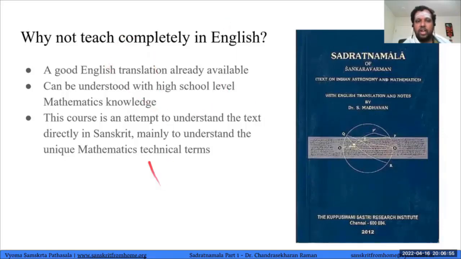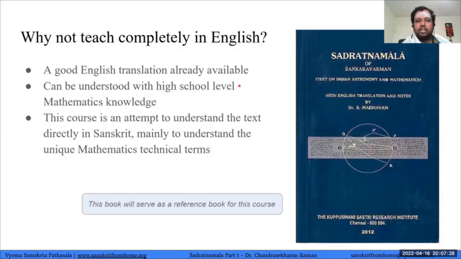Okay, so I hopefully answered partly why I'm going to teach this mostly in Sanskritam. For any text, if you're not learning it in the language it is written in, you cannot get the best out of it. You will not be able to understand the whole. It gives some license to the translator, and even a good translator cannot do the best to translate it.